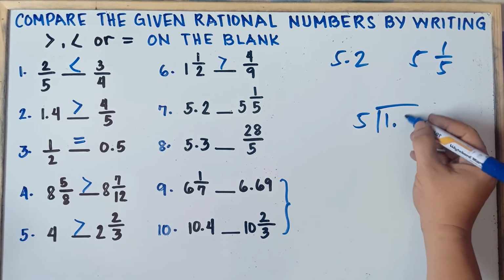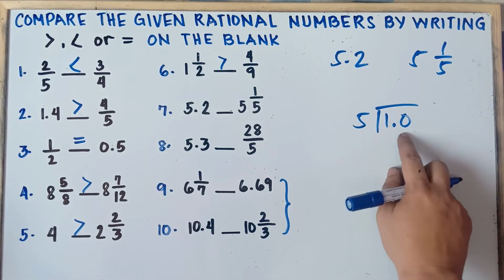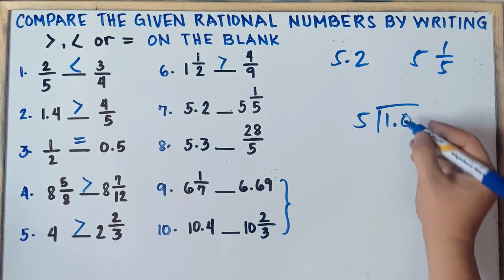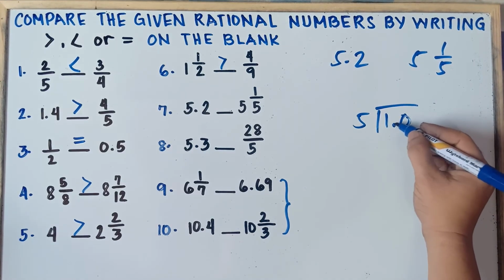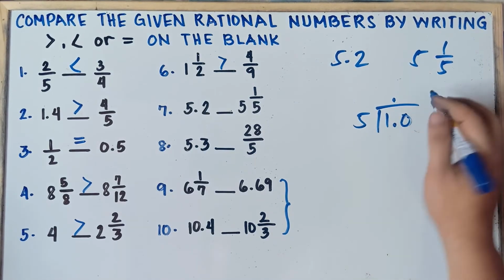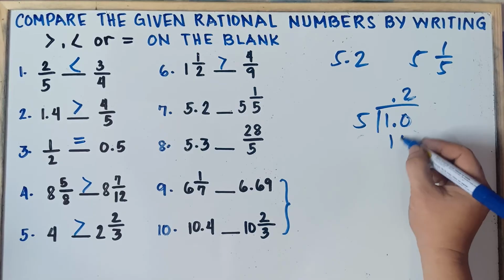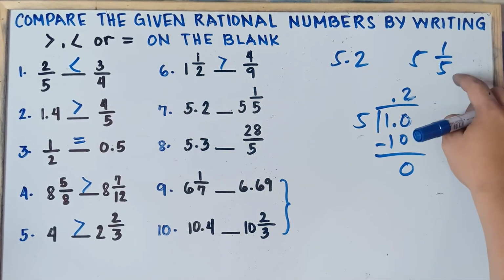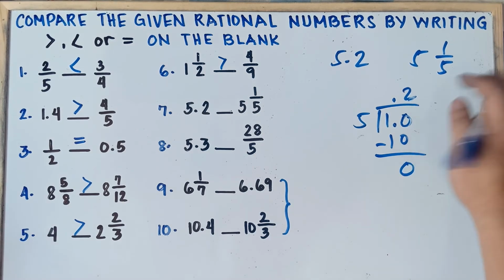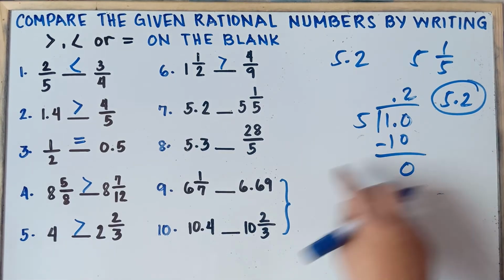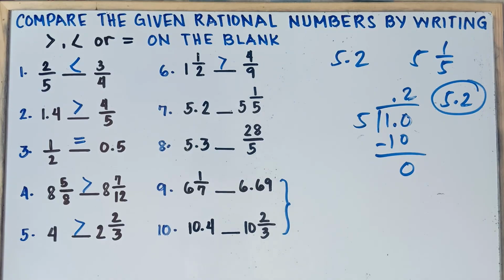We need to add a 0. Alright, and this becomes 10. 10 divided by 5, that's 2. Once again, class, you align the points. Once you add a 0, you put a point on the top. You align the points, class. Then 10 divided by 5, that's 2. 2 times 5 is 10. Subtract, that is 0. So therefore, 1 over 5 is equivalent to 0.2. So this will be 5.2. Alright, 5 and 1/5 is the same as 5.2. Therefore, this is equal.